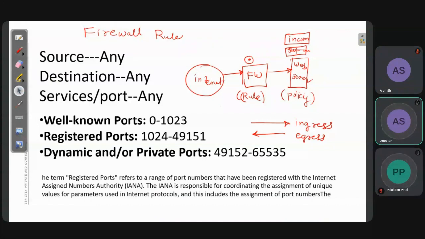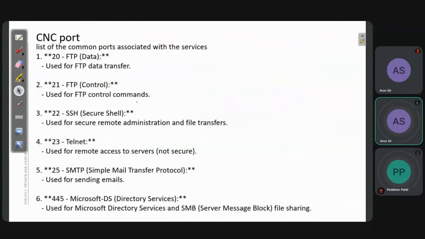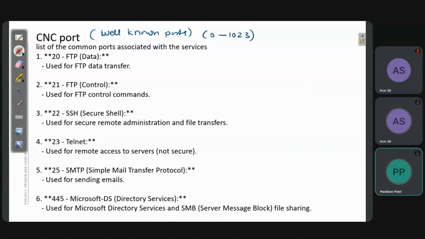So let's start with the types of ports we have. Our study is actually focusing on well-known ports only. Well-known ports range from 0 to 1023. These are the number of ports which are possible, right?